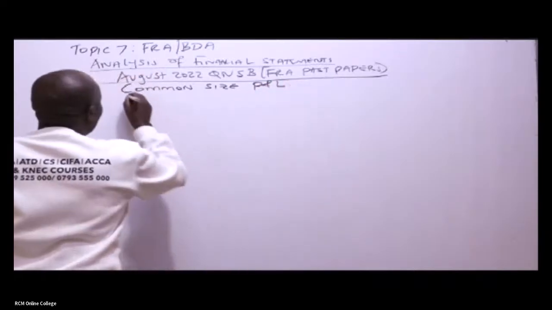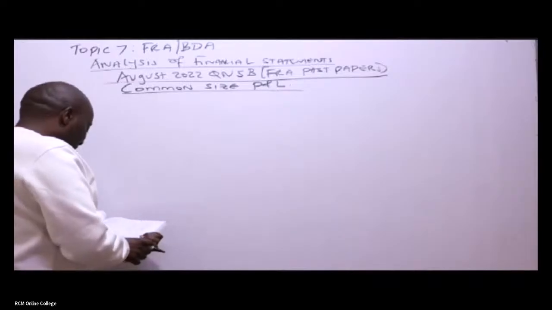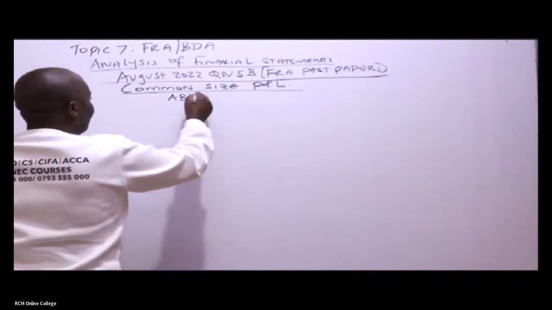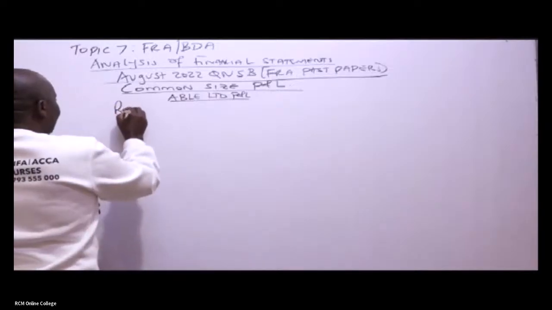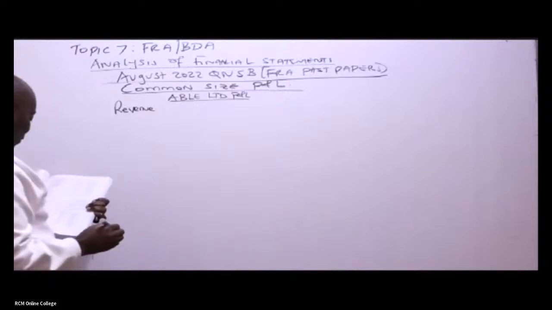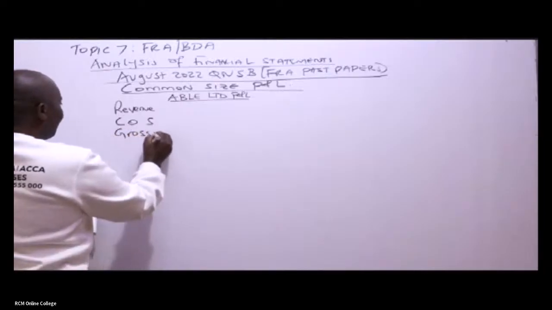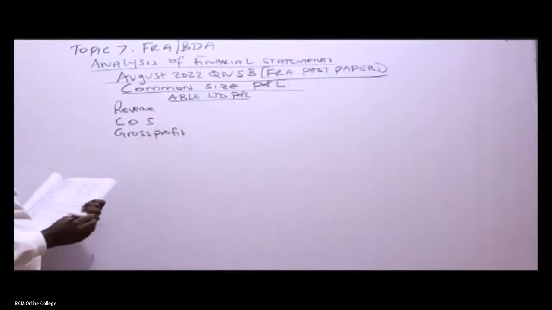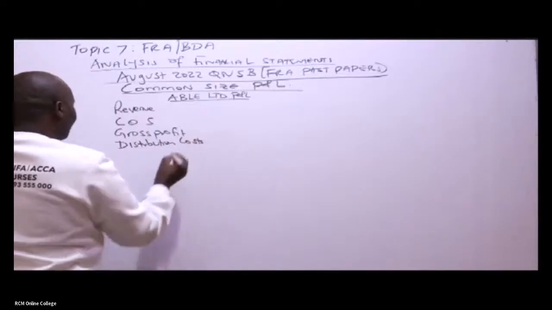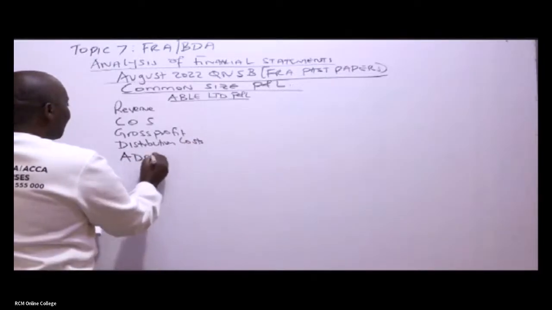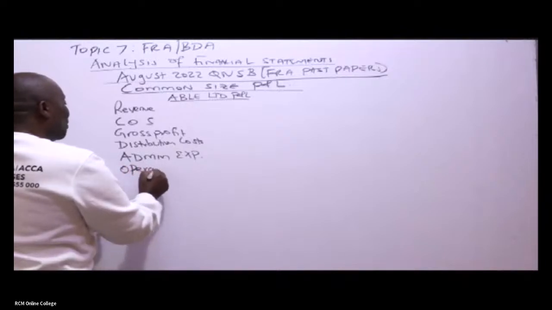Profit and loss. Very easy. So we copy for the first company. So we have here Able Limited, P and L for Able Limited. So we have revenue. We have cost of sales. We have gross profit. We have distribution costs. We have administrative expenses. We have operating profit. Of course, the BDA students are very lucky because we are not copying anything.